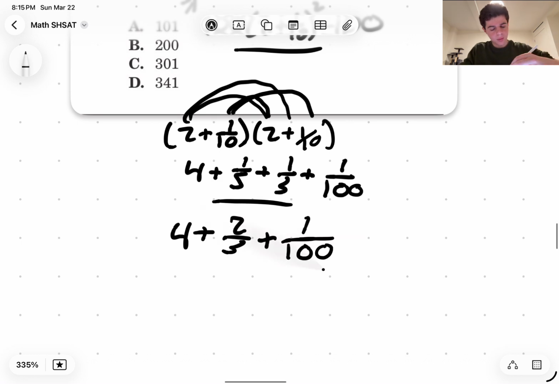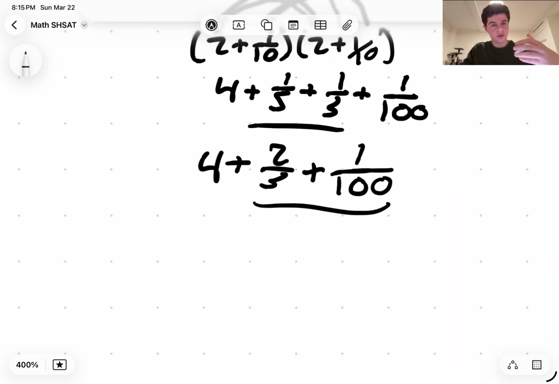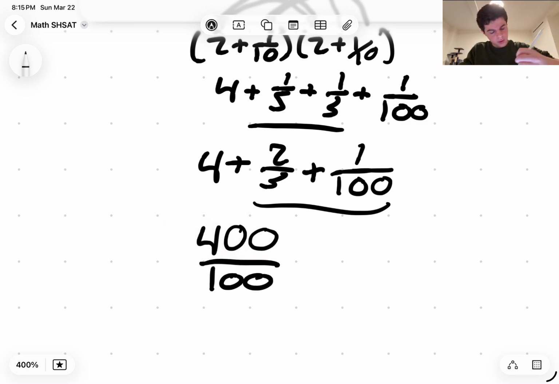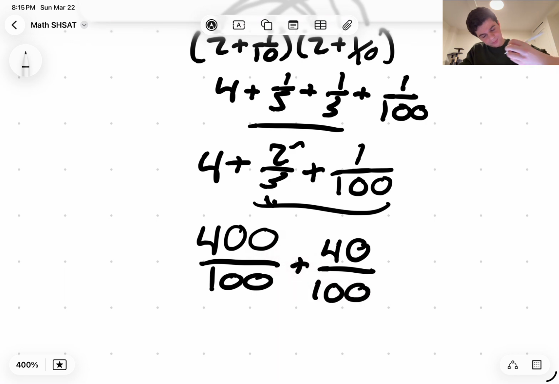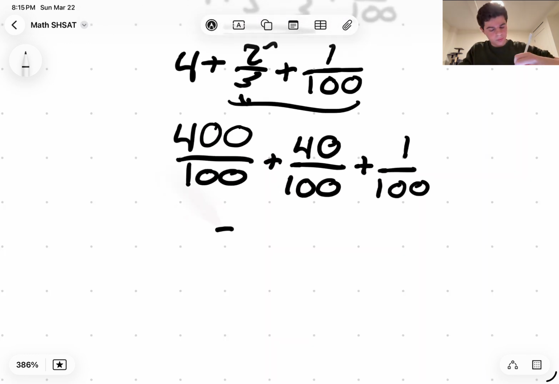Now, we can make a common denominator here, right? So let's convert these all to a common denominator of 100. So we can have 400 over 100, that's just 4. Plus, you will have to multiply this by 20 and this by 20. So plus 40 over 100 plus 1/100. That's going to be equal to 441 over 100.